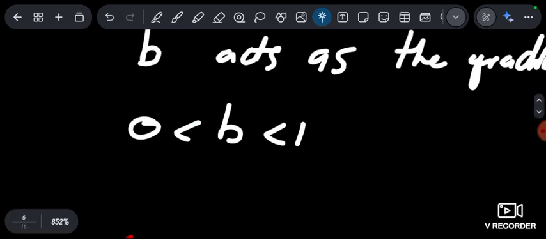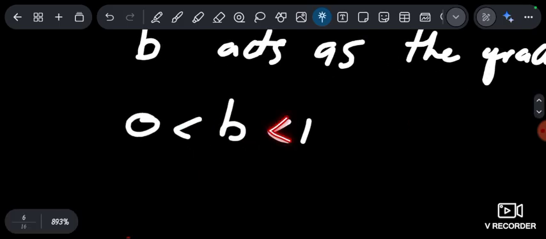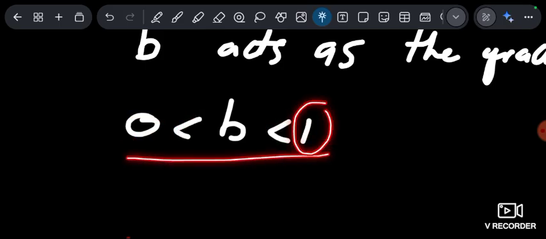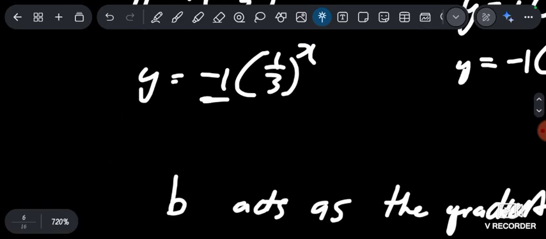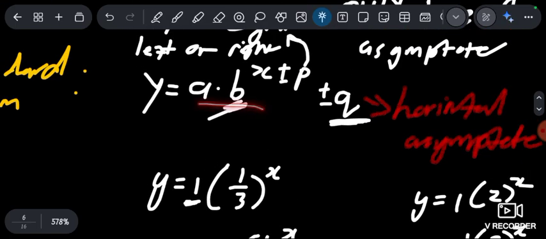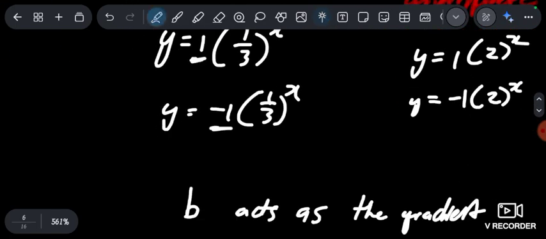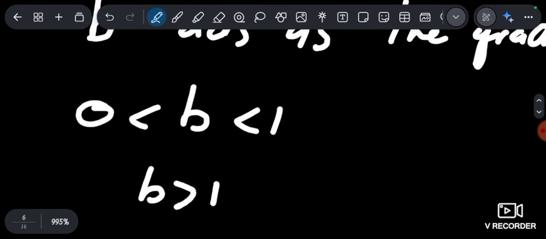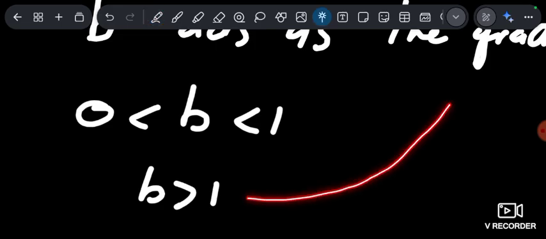So we don't look at whether B is positive or not. You only look at its value: if it is between 0 and 1, meaning fractions that are lesser than 1 but also greater than 0. B cannot be 0 because it will cancel everything out. Now, I want us to take another part of this one. When B is greater than 1, the gradient of our graph is going to be increasing. If you start from here and you climb, what is your gradient doing?